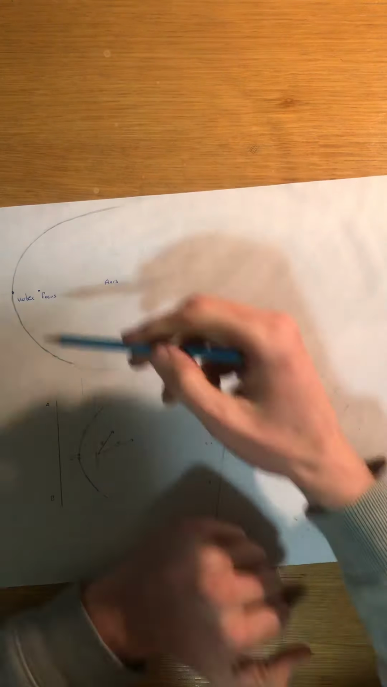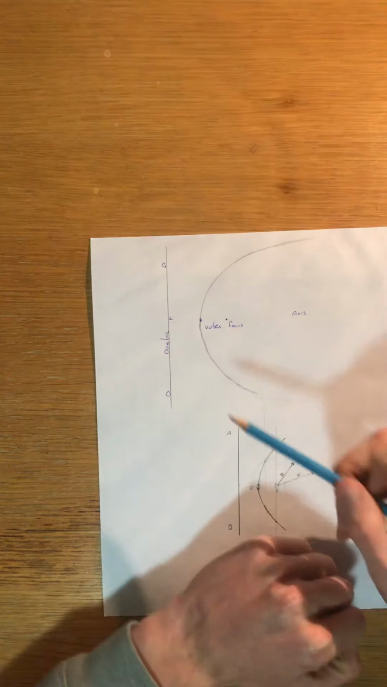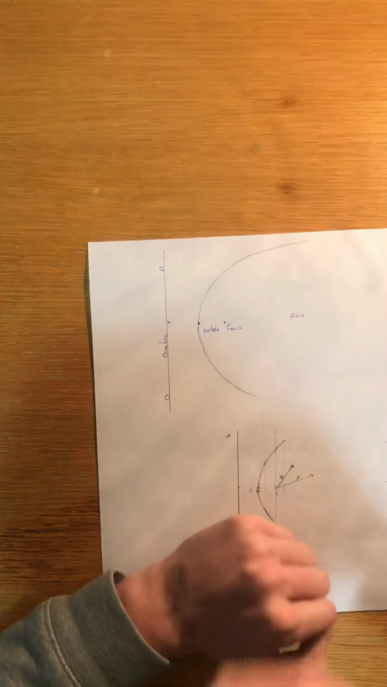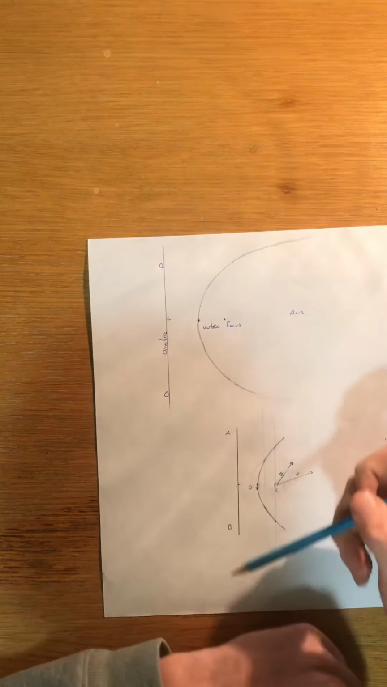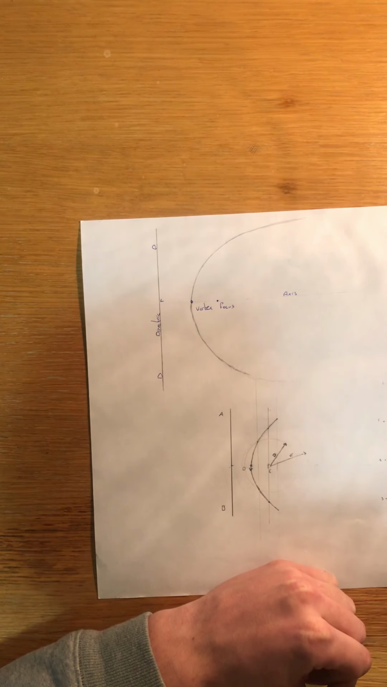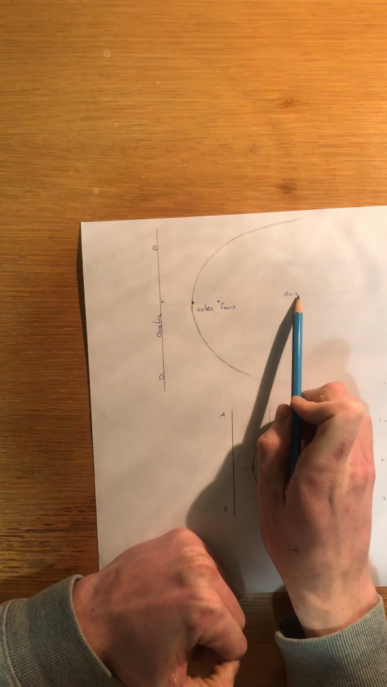So here I've just got a rough drawing of a parabola, with the different parts labeled. We've got our vertical line up and down here. This is our directrix. It's sometimes labeled DD or AB, like I've labeled my small parabola down here. Coming perpendicular from the directrix, we have our axis.